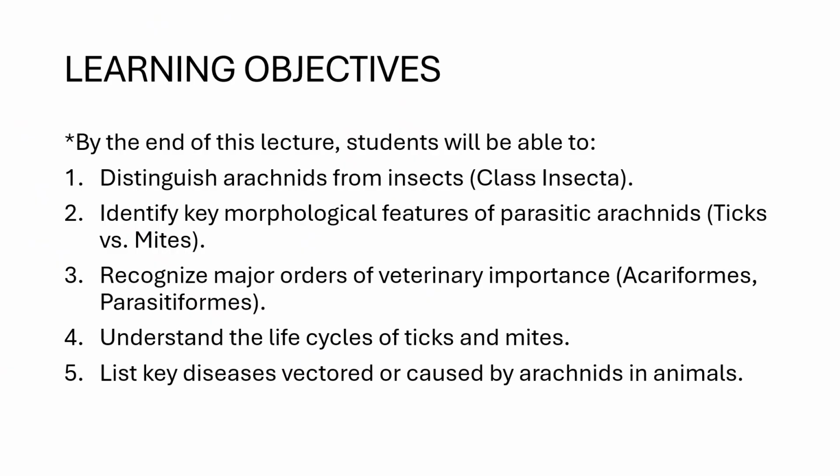By the end of this lecture, students will be able to: number one, distinguish the arachnids from insects. Two, identify the key morphological features of parasitic arachnids, ticks versus mites. Number three, recognize the major orders of veterinary importance under Acariformes and Parasitiformes. Number four, understand the life cycles of ticks and mites. And number five, list key diseases vectored or caused by arachnids in animals.